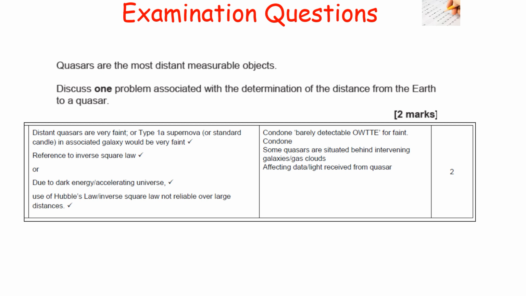In addition, you could also say that this could lead to Hubble's law or the inverse square law not being reliable over large distances due to that acceleration due to dark energy.